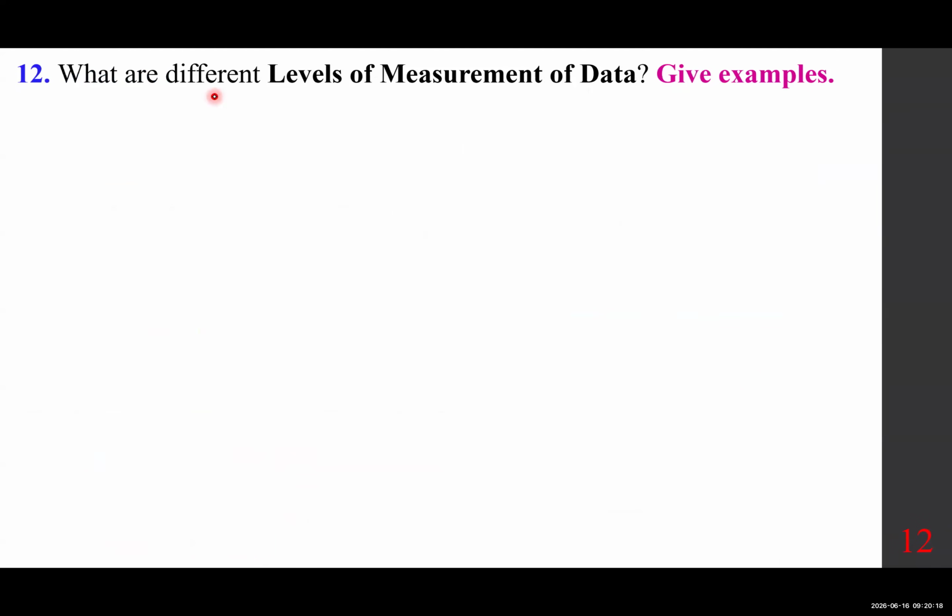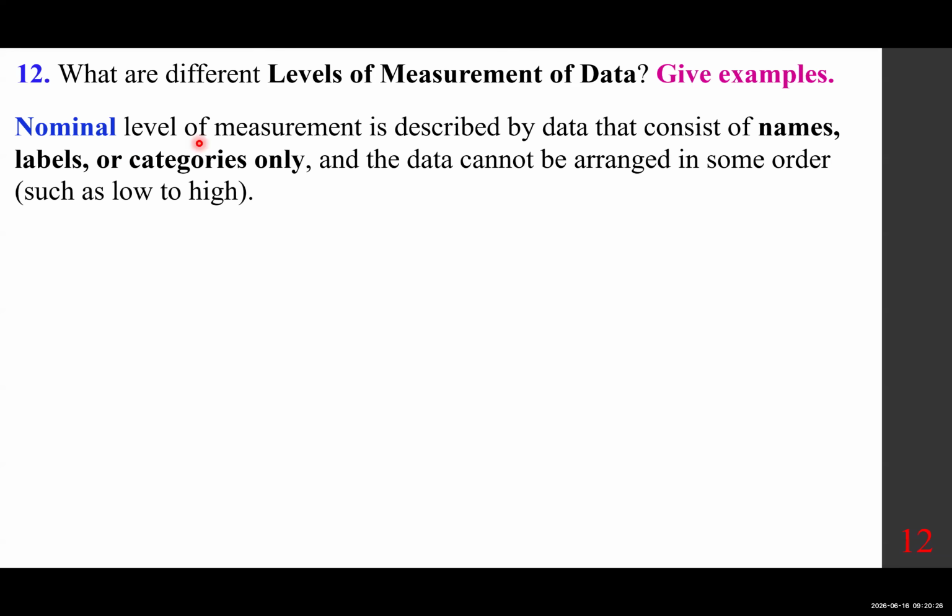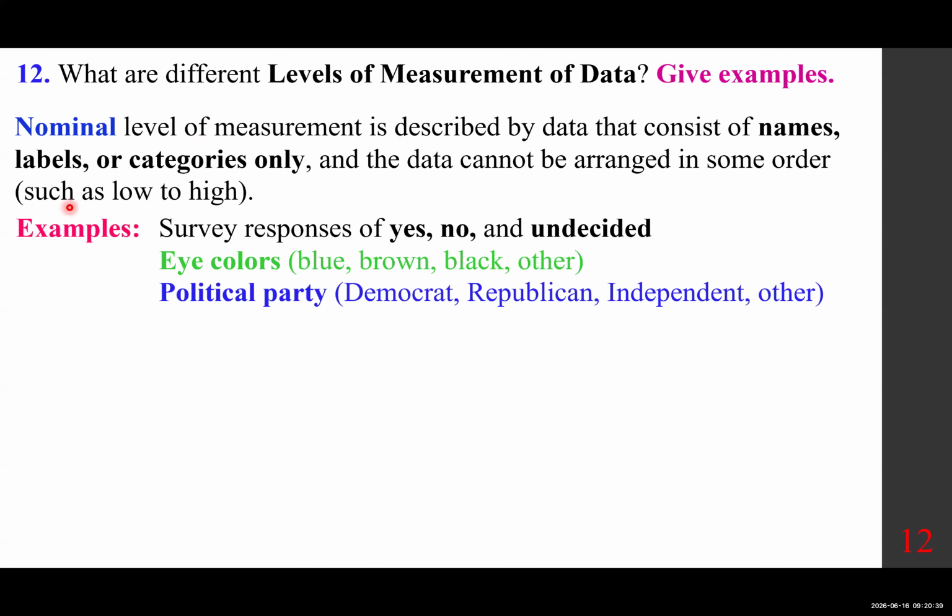What are the different levels of measurement of data? Give examples. Starting with nominal. The nominal level of measurement is described by data that consists of names, labels, or categories only, and the data cannot be arranged in some order, such as low to high. In essence, it's qualitative. Examples: survey responses of yes, no, undecided. Eye color of blue, brown, black, other. Political party: Democrat, Republican, Independent, and other. So those are examples of nominal.